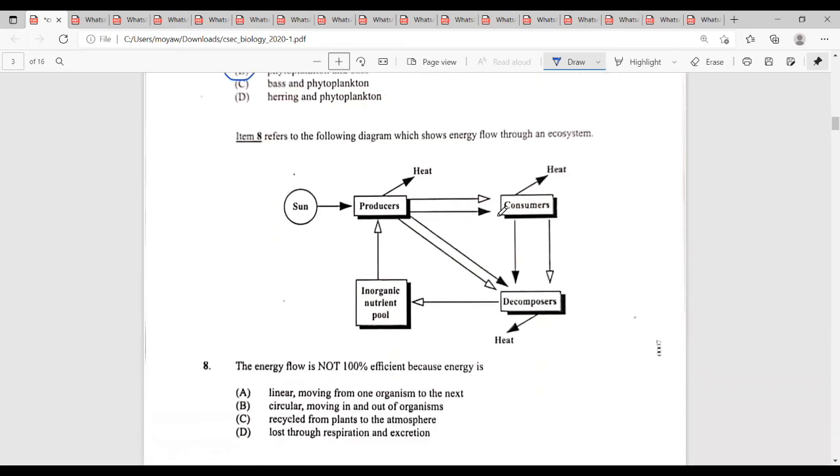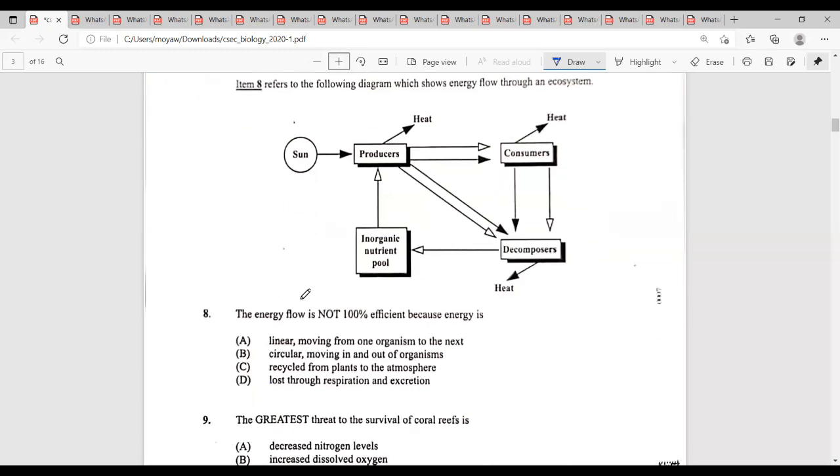So question 8. Item 8 refers to the following diagram, which shows energy flow through an ecosystem. So the energy flow is not 100% efficient because energy is... So as usual, look at the diagram, and this is also a repeated question. So we have the sun, we have the producers, they're losing heat. Some energy is moving on to a consumer. The consumer is also losing heat. Some energy is moving on to decomposers. Decomposers are also losing heat. And then nutrients, inorganic nutrients, are coming back. And it's going all the way back to the producer.